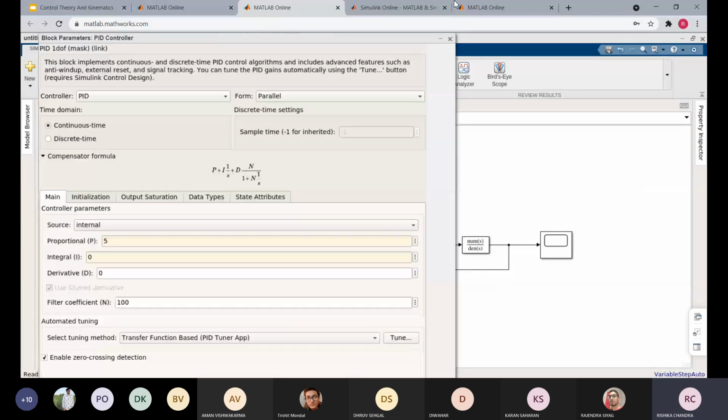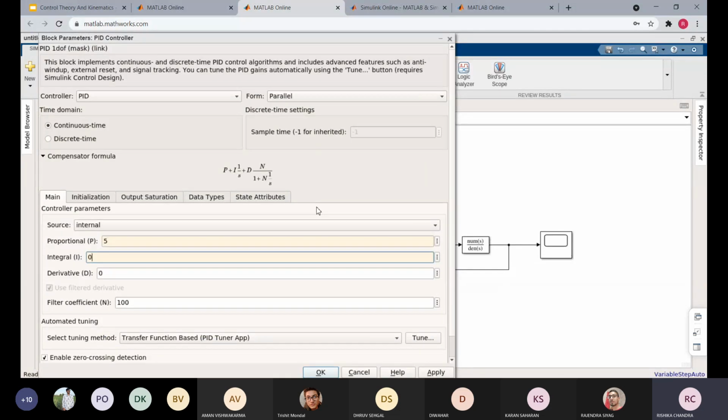And I told you there's a problem with derivative control: if some noise enters, it will amplify it. So here the filter coefficient is provided. Write it as, let's say, 1. Click on apply. Then okay.